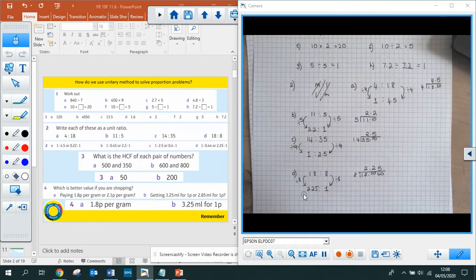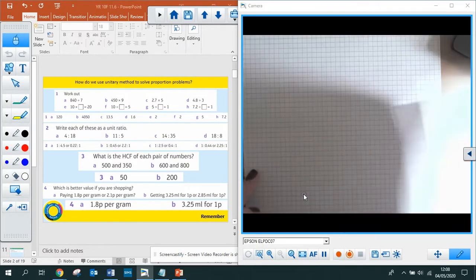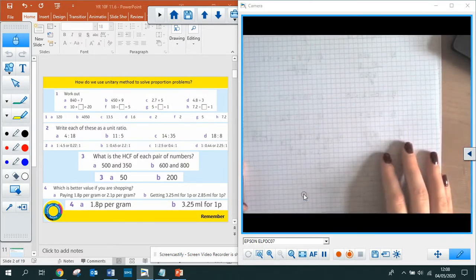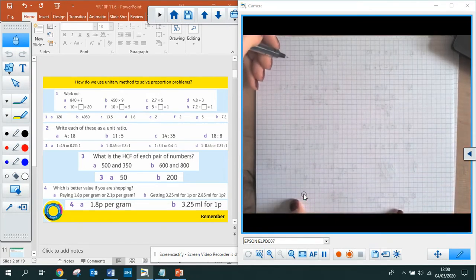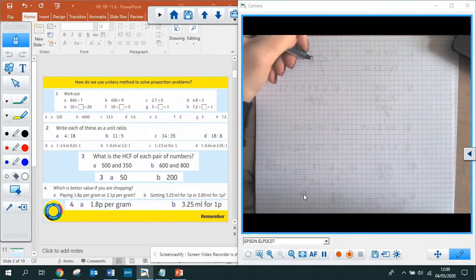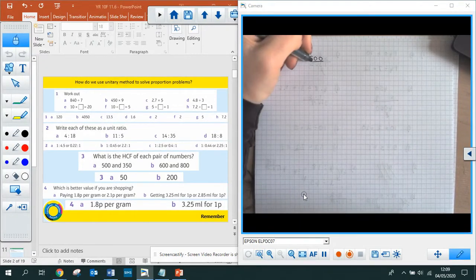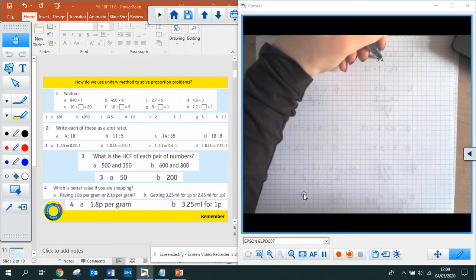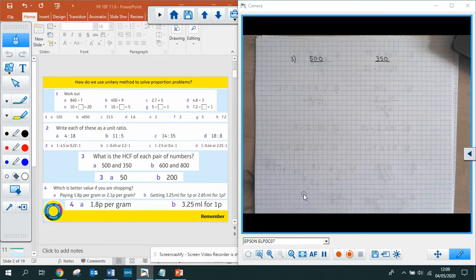Okay, so that's question 2. Question 3. What is the highest common factor of each of the pairs of numbers? Okay, remember, we did that in the earlier part of Unit 11. So I'm not going to go through both of them. I'm just going to go through part A. Remember, we're going to find the factor pairs of 500 and then the factor pairs of 350 and find which one is the highest in both.